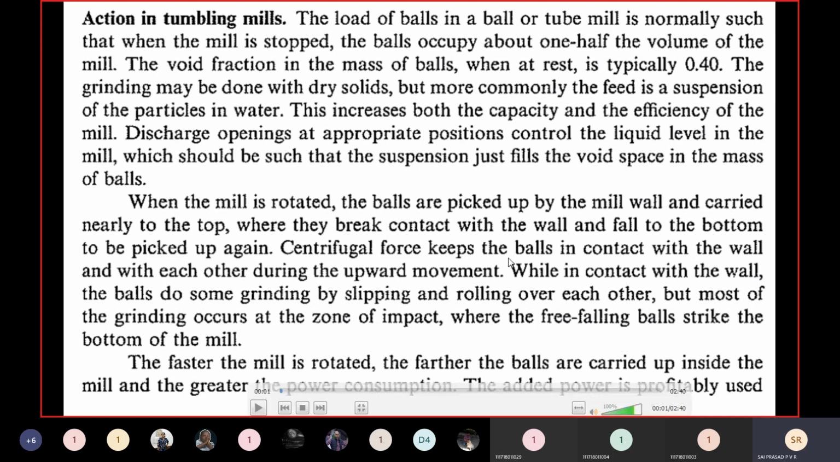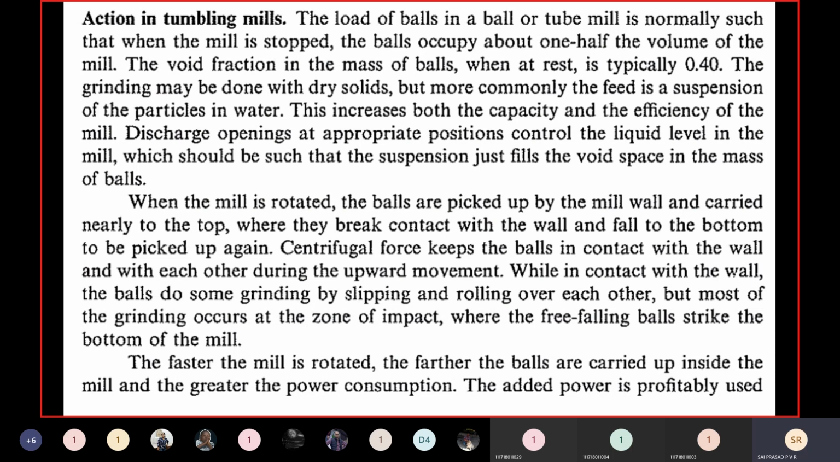The centrifugal force keeps the balls in contact with the wall and with each other during the upward movement. While in contact with the wall, the balls do some grinding by slipping or rolling over one another. But most of the grinding occurs at the zone of impact. Falling balls strike the bottom of the mill. That is important. If the spherical balls slip over one another, the particle in between will be crushed, and that also contributes to the process of crushing. But the majority of the crushing will come only when rising. The grinding medium is rising to the maximum height, and from there it will fall. That is the important part.